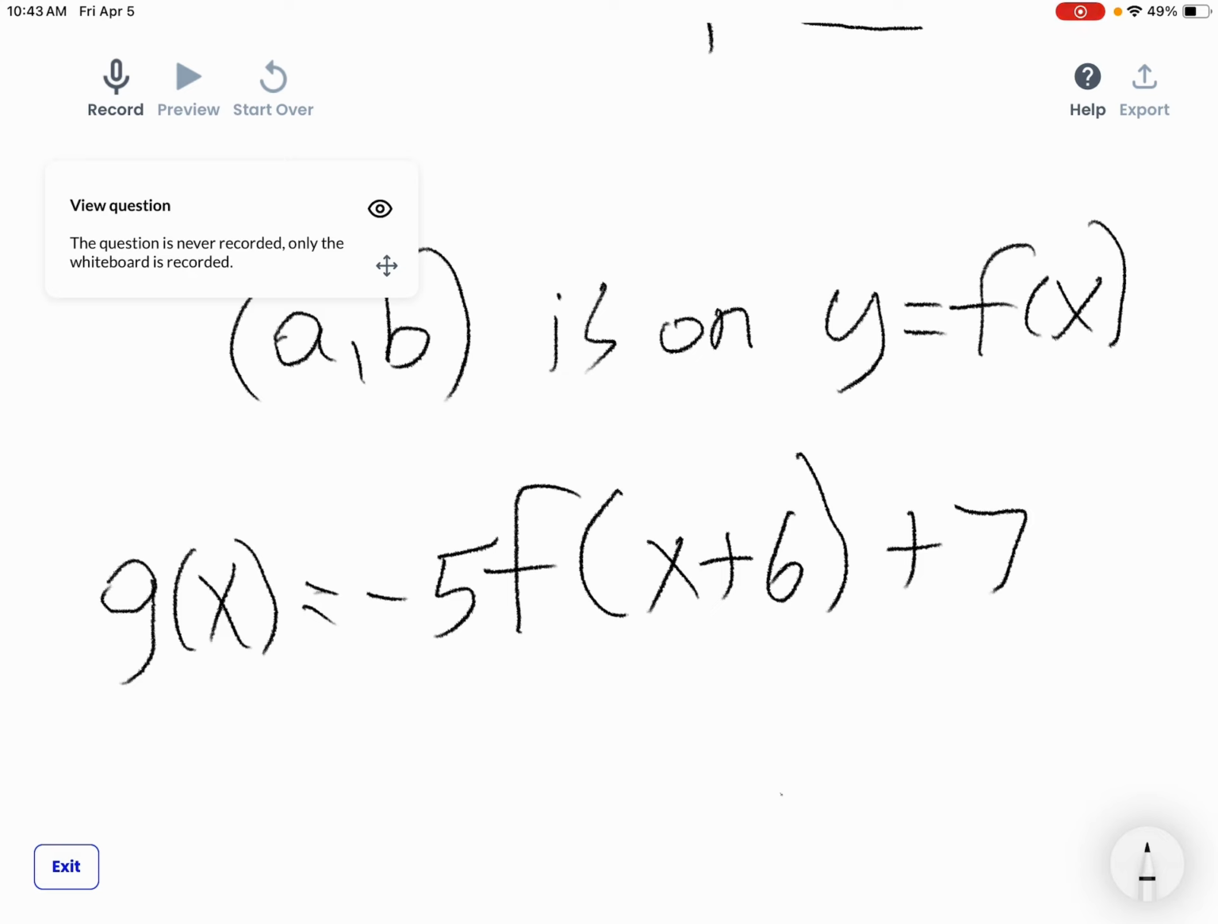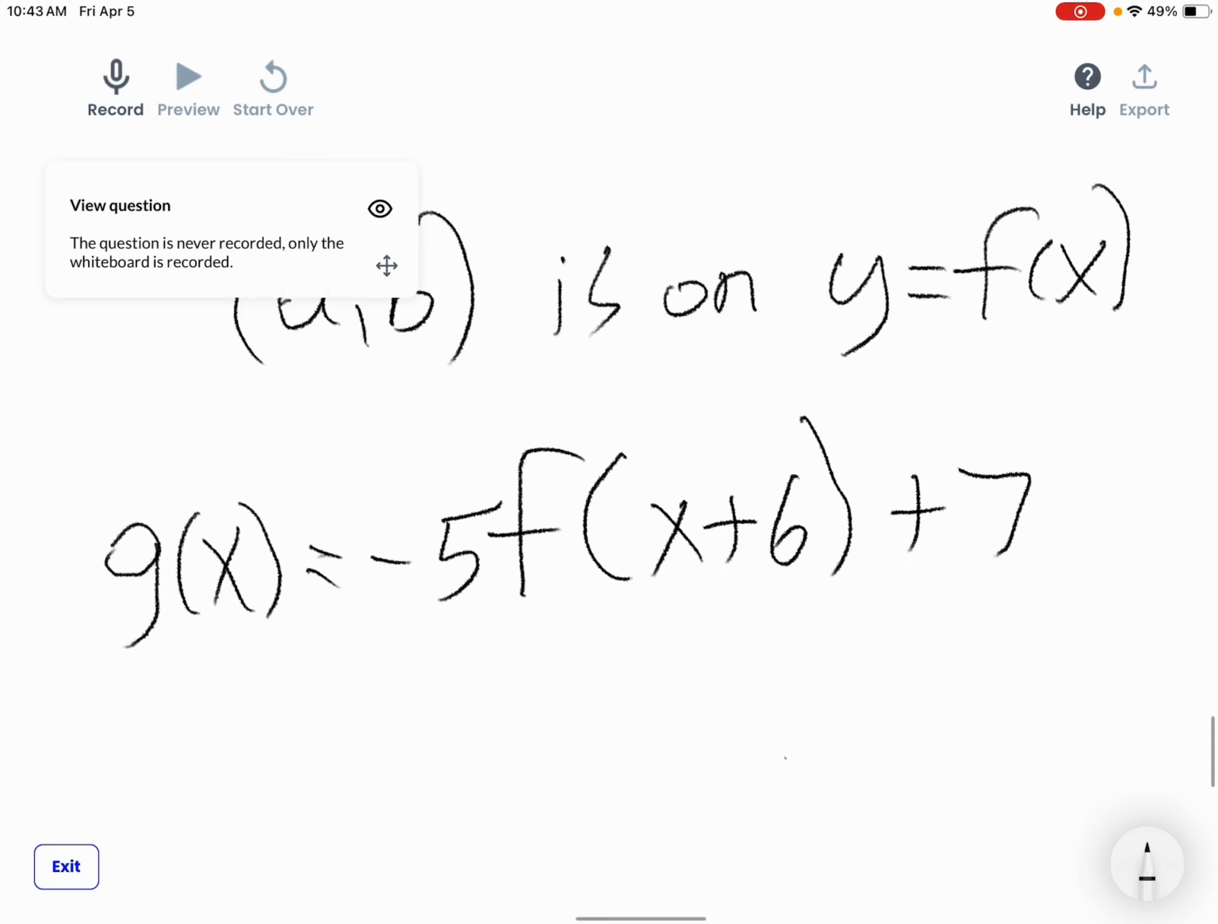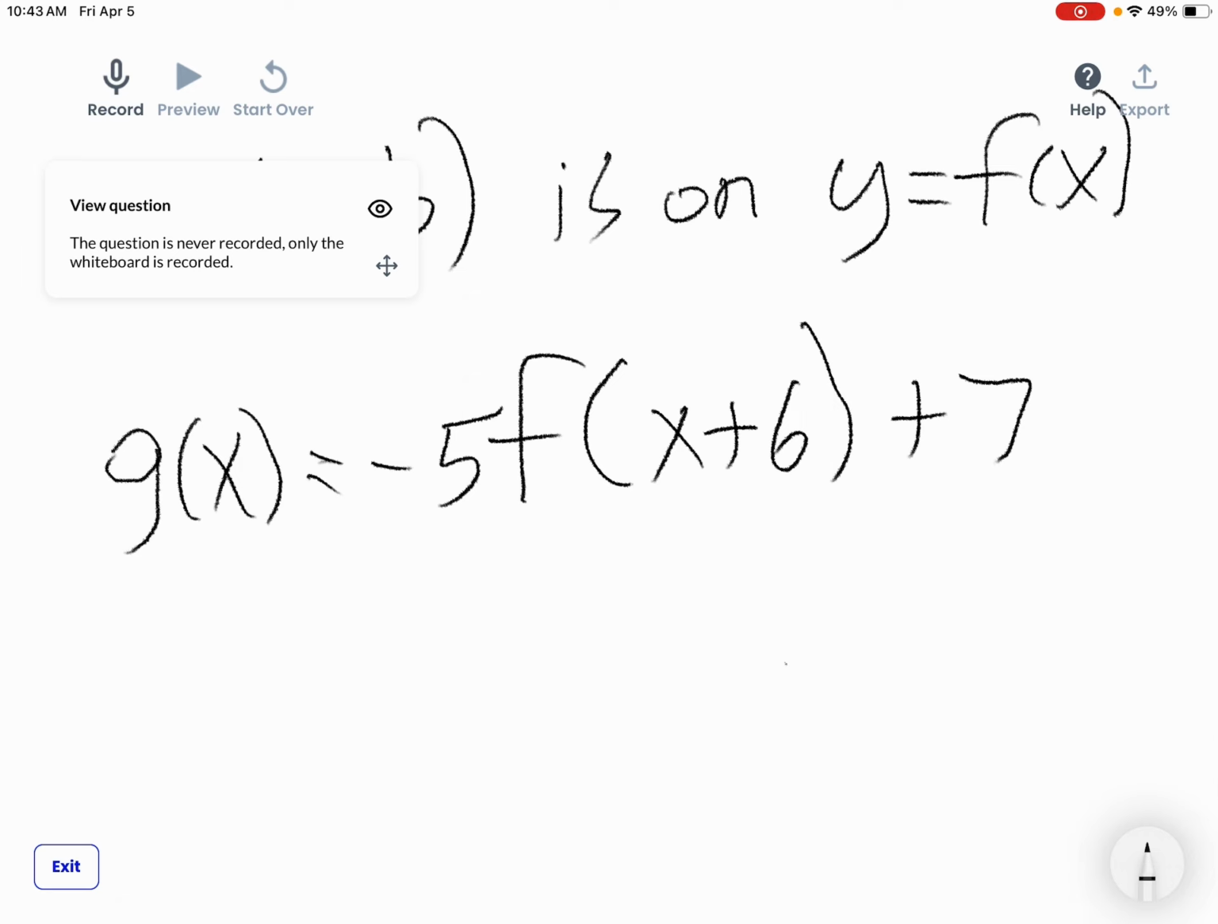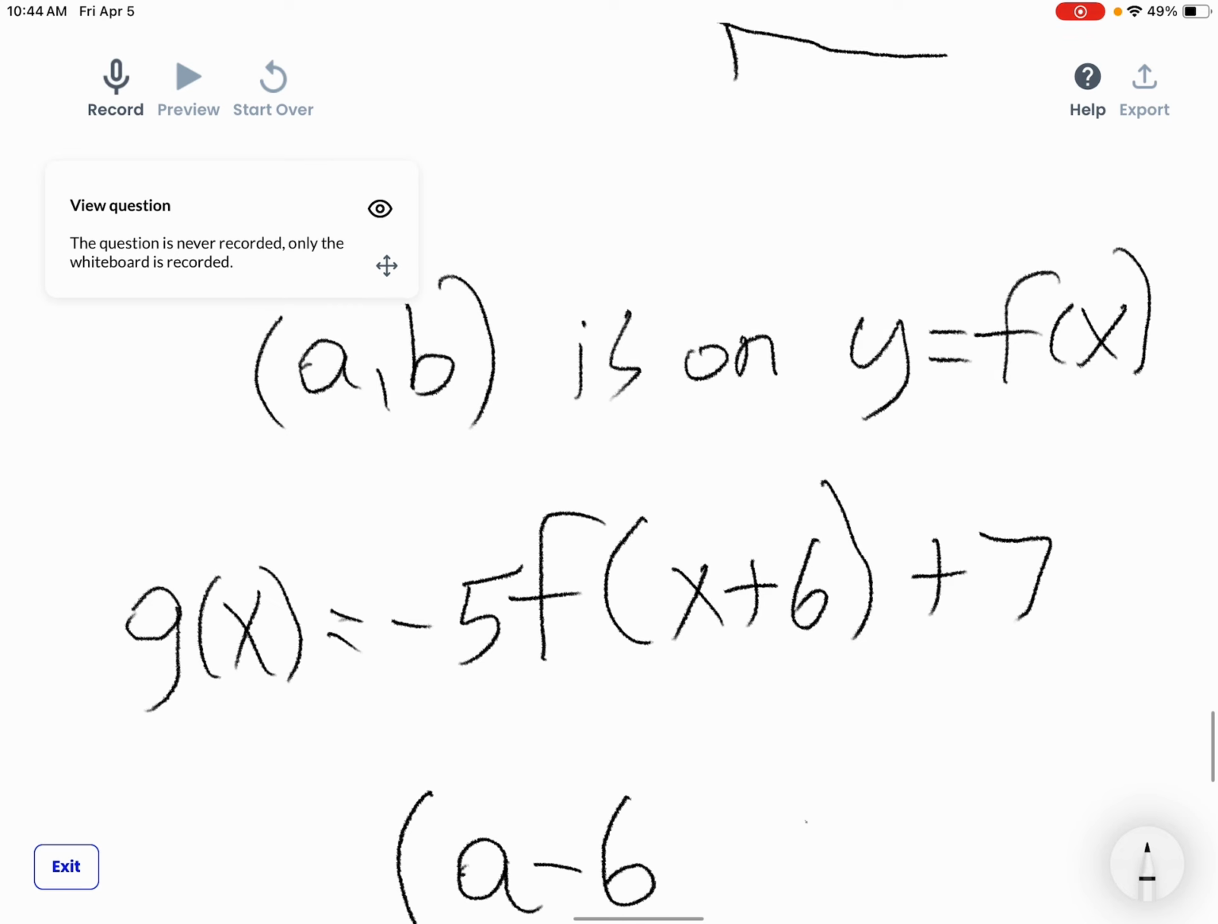Well, remember, anything inside of the function is going to affect the x values, right? And anything outside affects the y's. So AB is like an xy point. So the x plus 6 is going to the left by 6 units. So where does A go? Well, if it goes to the left, it's going to be A minus 6, right? So therefore, A is going to go to A minus 6, because only the 6 inside of that function is going to affect the x value, which in this case is A.